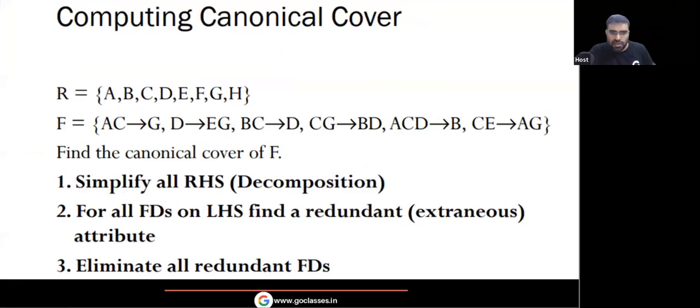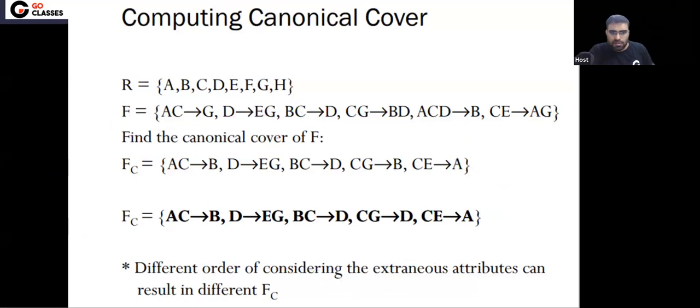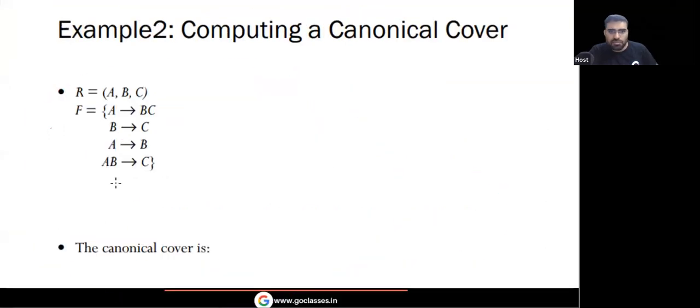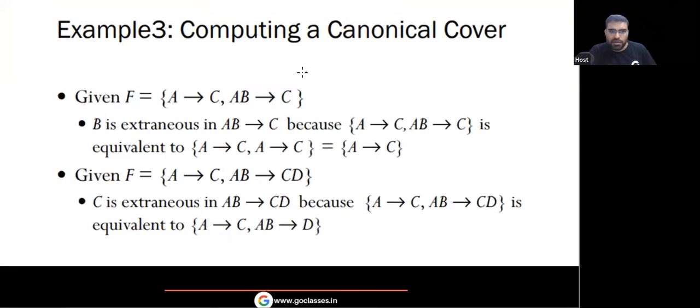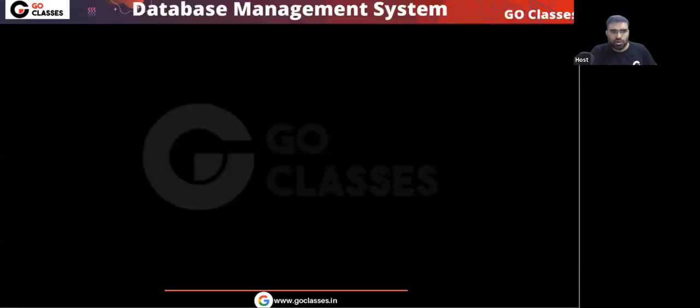So this is your one question. You try this question, the answer is already given to you. You can also try this question, find the minimal cover, canonical cover. You can try this question also, and this question also. The answer is already given to you. So that's it. This is your chapter.